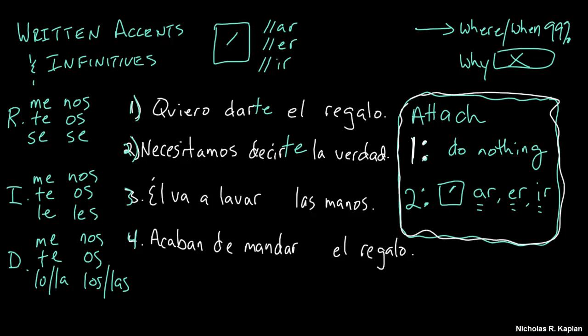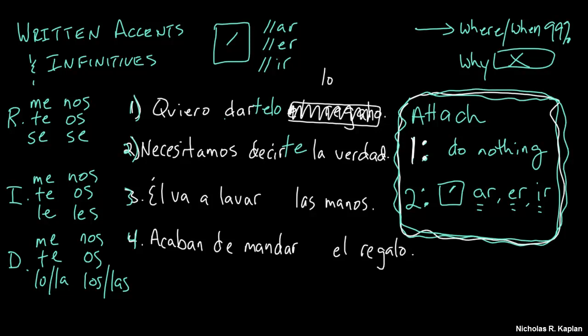And what if instead of saying, we want to give you the gift, we wanted to change that to a lo because we wanted to say, we want to give it to you? Alright, so that means I would put a lo right there. I have now added two things. So if I go back over to my box over here, when I add two things, I need to go back to the infinitive and I put a written accent on the vowel.